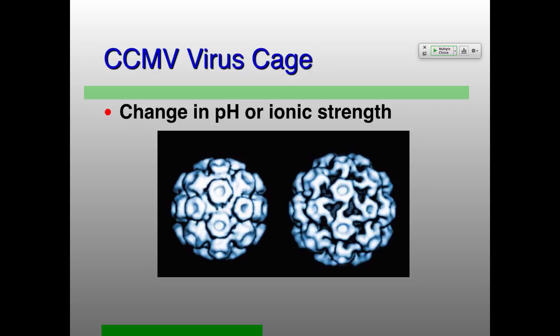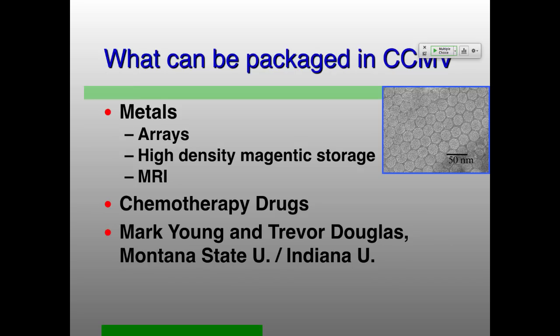Why is this so useful? Well, it turns out you can package all kinds of different things inside CCMV or any of these other ones. So this is an example of all of these capsids lined up right next to each other that people have put various different metals in, and they're particularly interested in ferromagnetic metals. So you can actually use these for very high density storage.